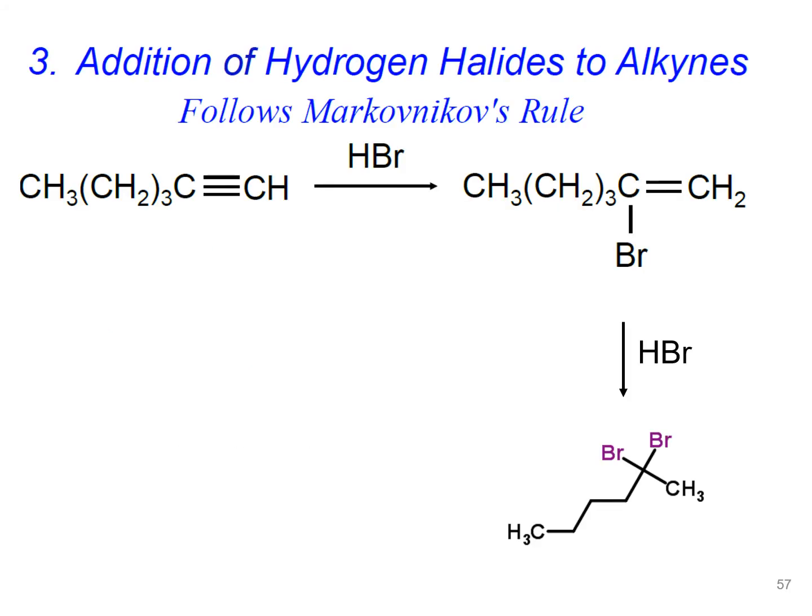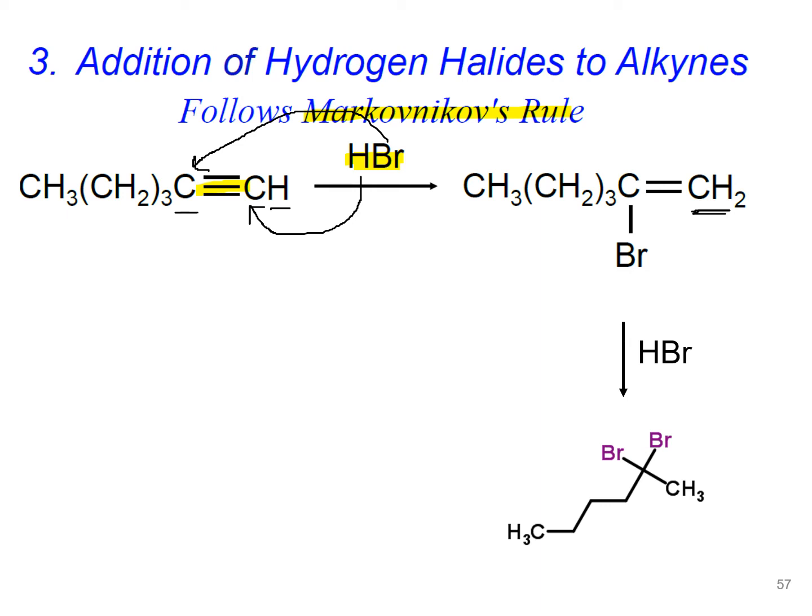Next reaction is the addition of hydrogen halide to alkynes, which will follow Markovnikov's rule that we studied earlier. So here is an alkyne with a triple bond, and the HBr molecule, the hydrogen halide, that has to be added to it. Markovnikov's rule states that the hydrogen goes to the carbon which has more hydrogens. This one has one hydrogen, this one has no hydrogen. So the bromine will be added to the other carbon, and we can see the product, this carbon after the addition of hydrogen, and this one takes up the bromine.